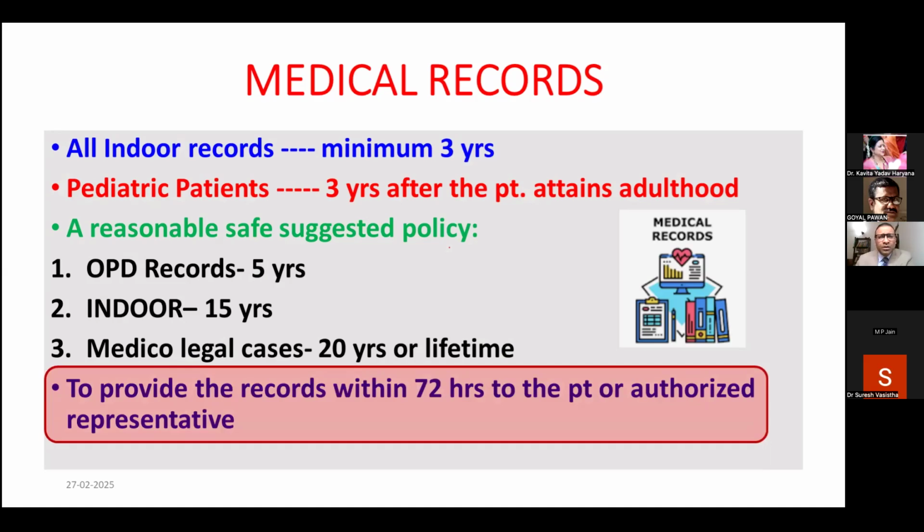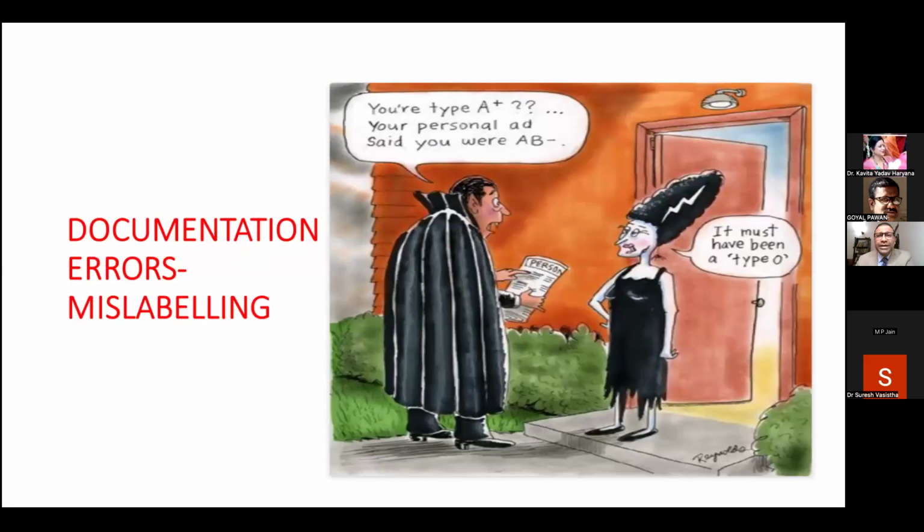One more important part is the destruction of the records. Before the destruction of the records, you have to notify it officially in the print media that we are destroying such and such records from this year to this year. If a patient wants the record, then he can take it, because the records are not only the hospital's or the doctor's property, but they are also the patient's property. And it's the records only that save us.